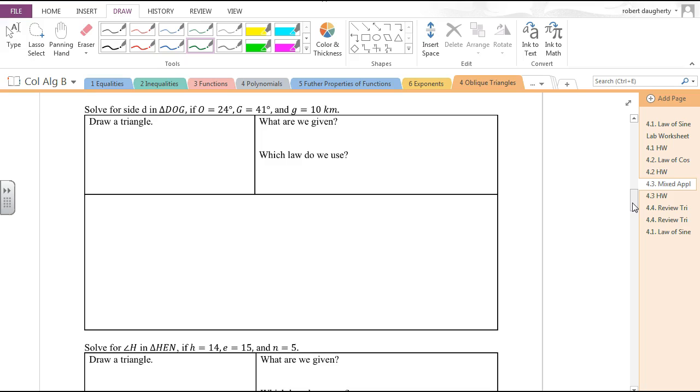Okay. Triangle DOG. And then what is this side right here? This is G, this is D, and this is O. If angle O is 24 degrees, so that angle is 24, and angle G is 41, and little side G is 10, I want to solve for side D. So I want to solve for this side right here. Do I know an angle and an opposite side? Yeah, here's an angle, here's the opposite side. That means use the law of sines.